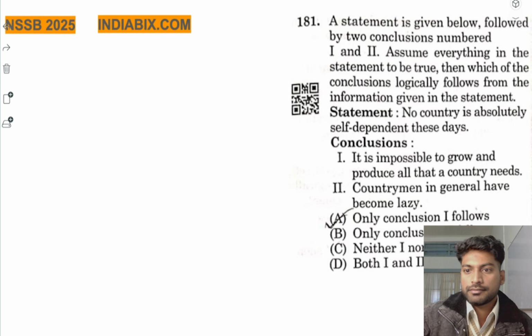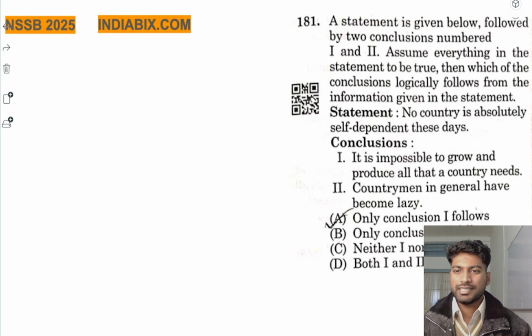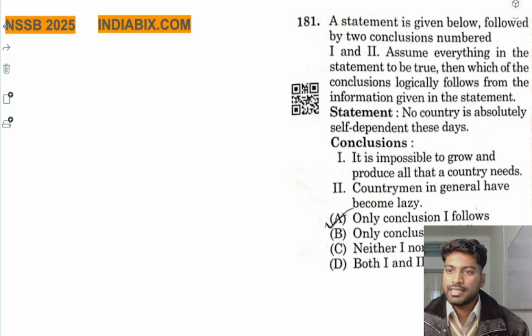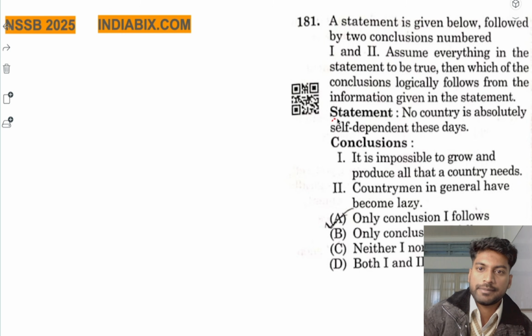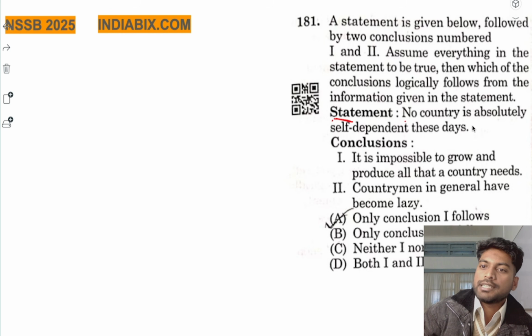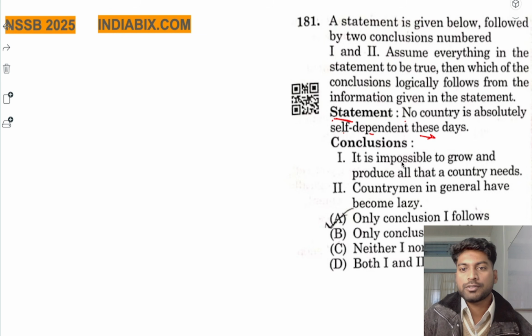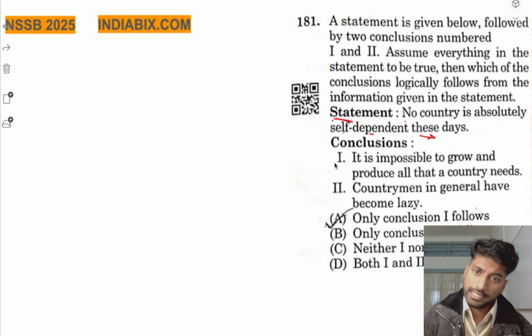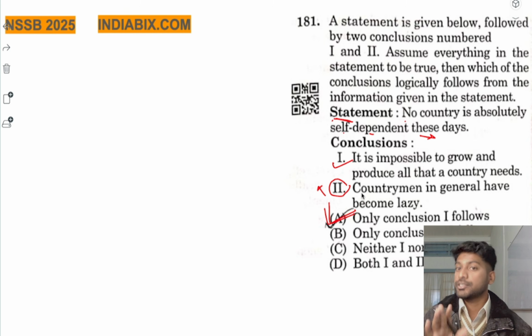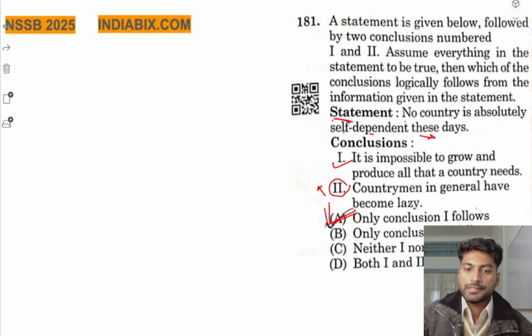Next question. Okay, I'll leave this question because these questions are confusing. But what is written, no country is absolutely self-dependent. Look, statement and conclusion. They're saying no country is absolutely self-dependent these days. What should be the conclusion? It's impossible to grow and produce all the country needs. Yes, that's correct. Countrymen generally have become lazy. No, that won't be the case. So only one. According to me, it's only one. I don't know about the answer key.